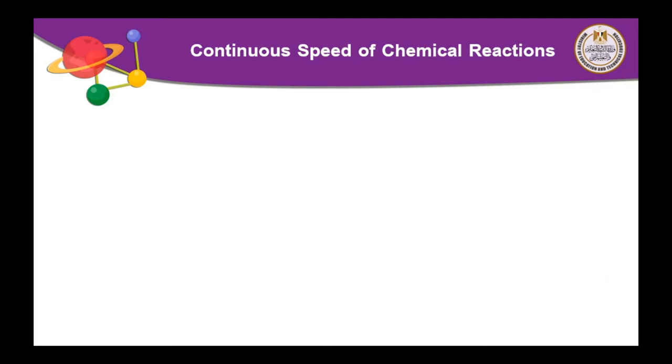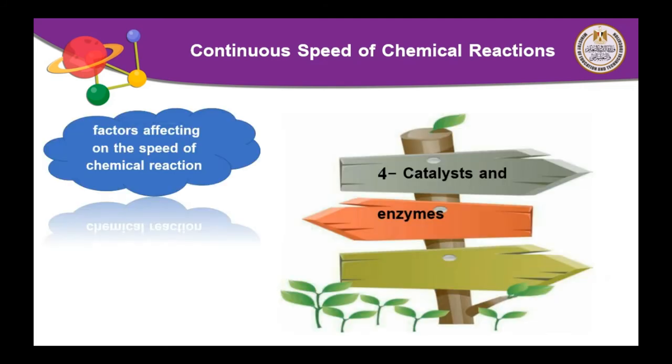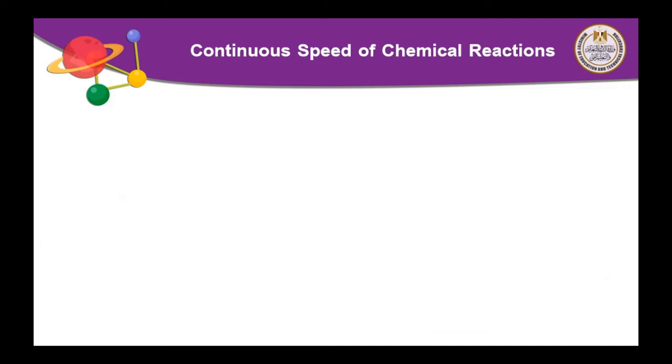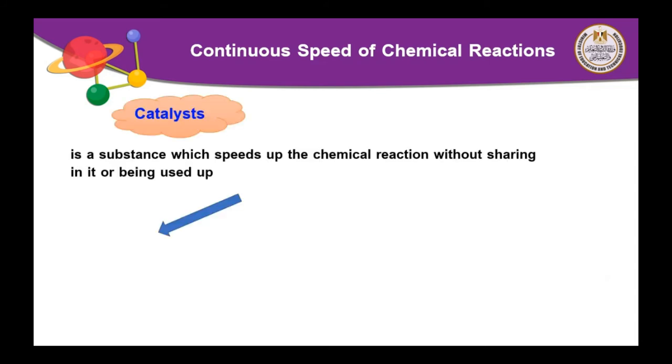بصوا معايا. The fourth factor affecting on the speed of the chemical reaction, which is called catalyst. The catalyst and enzymes. What is the difference between them? The catalyst is a chemical substance which changes the speed of the chemical reaction. Maybe increase the speed or decrease the speed.